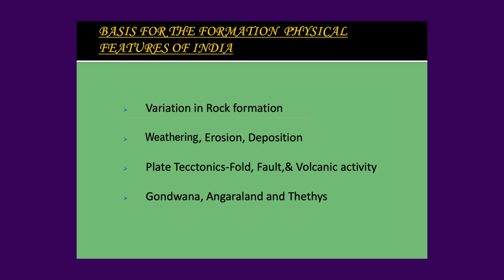Now we have already talked about the formation of the Indian landmass in the introductory section. Moving forward, let's understand what is the basis for different physical features in India. Why does this variation mainly occur? It is mainly attributed to the following reasons. First one, variation in rock formation. Second one, weathering, erosion and deposition. Third one, plate tectonics, faulting, volcanic activity. And the last one, Gondwana, Angara and the Tethys.